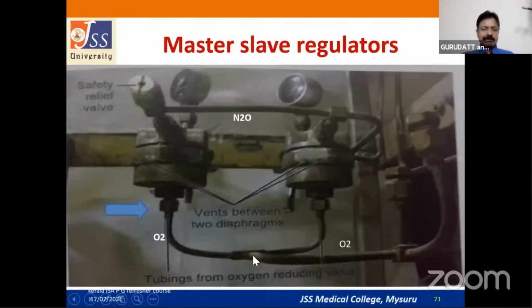To the lower chamber, oxygen is connected here. These chambers are separated by diaphragms and also springs. Only when oxygen is opened up, because of the oxygen pressure inside the lower chamber, the spring will move up and then open up the nitrous oxide flow. Then only the nitrous oxide can flow. As long as oxygen is not there, the nitrous oxide also cannot flow. So this is called master and slave regulators. And in modern machines, these have been replaced with fail-safe valves. So I'll just show you a figure wherein you can understand this particular master and slave regulator better.